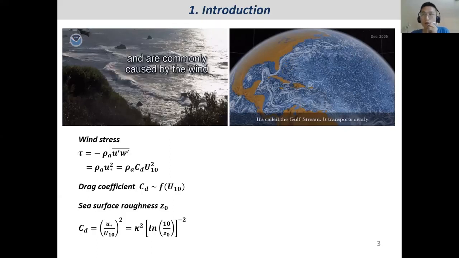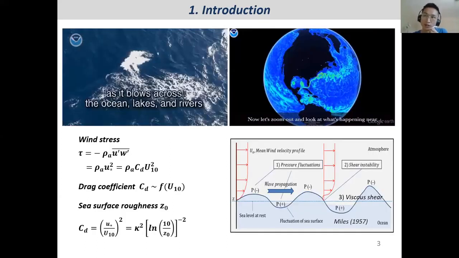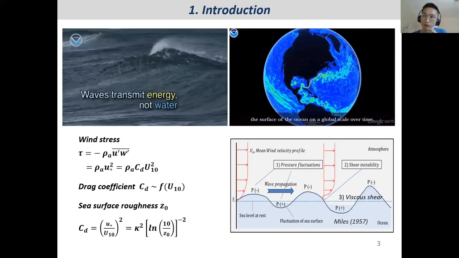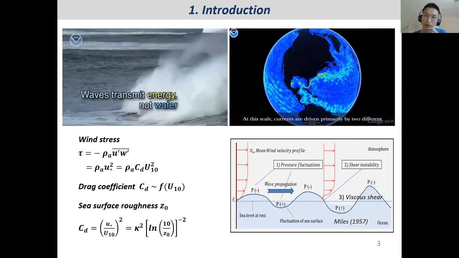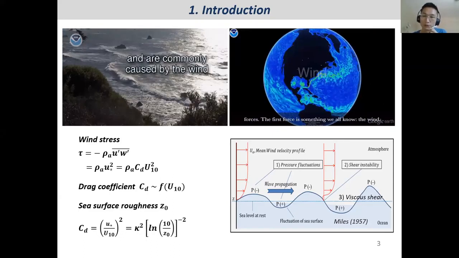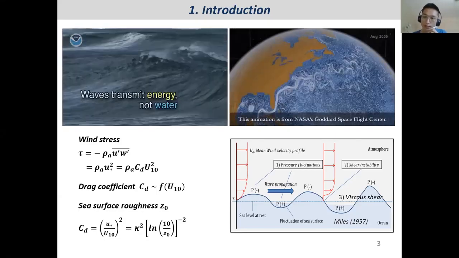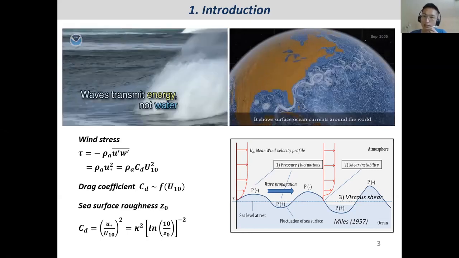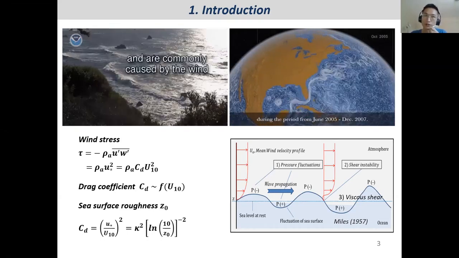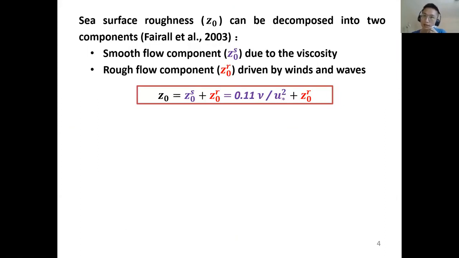However, the wind stress or the drag coefficient is not only determined by the wind shear from the wind speed, but also by the pressure fluctuation caused by the surface waves, and also the viscous shear. Although the last one is only important in a thin layer, and it's usually small. In other words, the sea surface roughness can be decomposed into a smooth flow component due to viscosity and a rough flow component driven by the winds and the waves. So the question is, how do we consider the effect of ocean surface waves on wind stress?